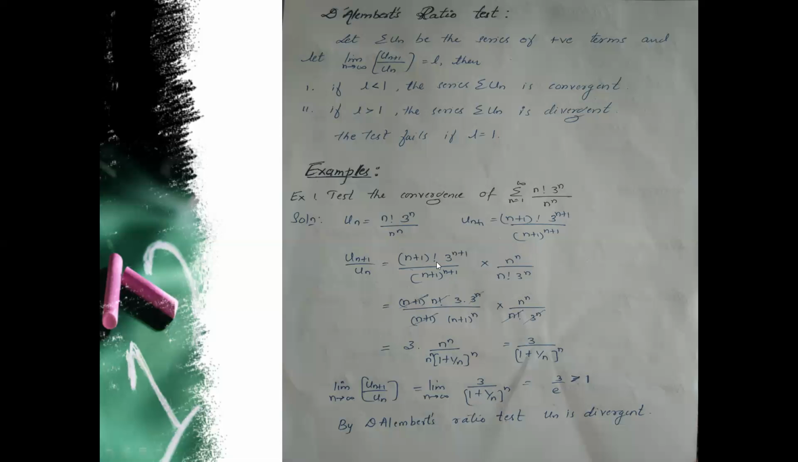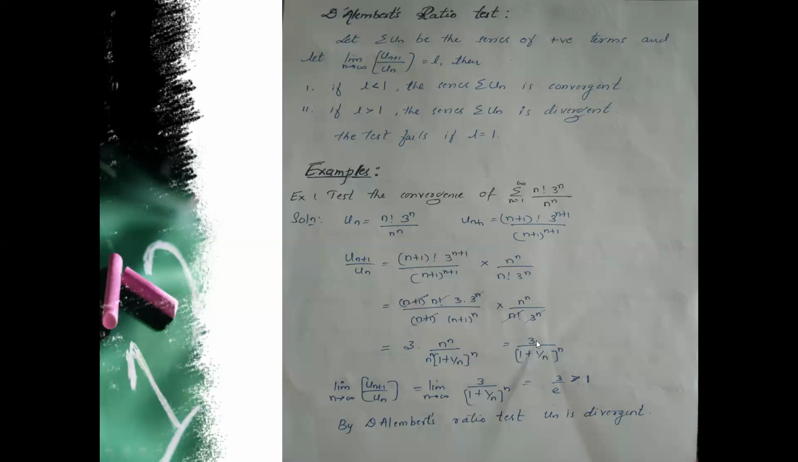n plus 1 factorial will be written as n plus 1 into n factorial. Similarly 3 raised to n plus 1 we'll split as 3 raised to n into 3 raised to 1. Now in the denominator, n plus 1 raised to n plus 1 is there. We'll split it as n plus 1 raised to 1 as one term, and n plus 1 raised to n. Now your un term is kept as it is, n power n factorial 3 power n. So now look at the terms which cancel. n factorial cancels, n plus 1 cancels, and even 3 power n cancels. Now what remains is 3 into n raised to n divided by n plus 1 raised to n.